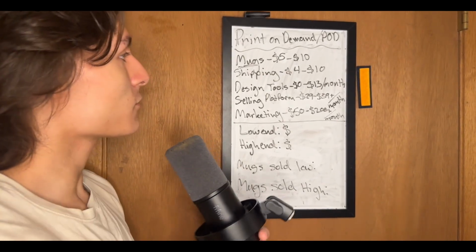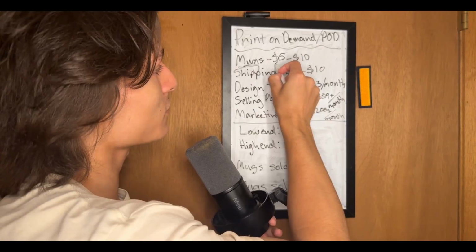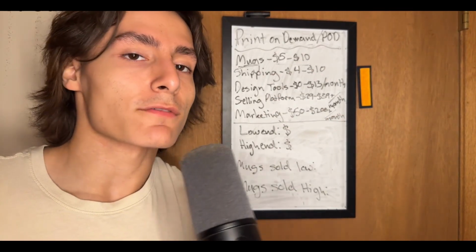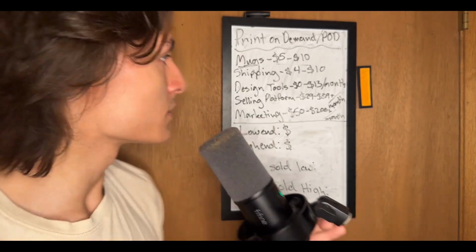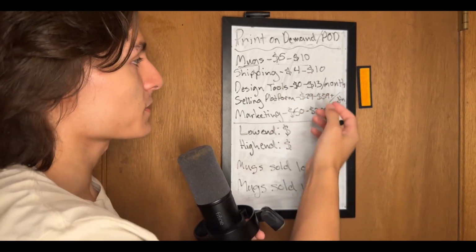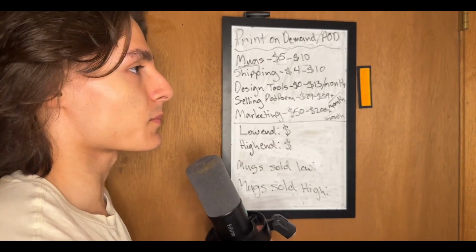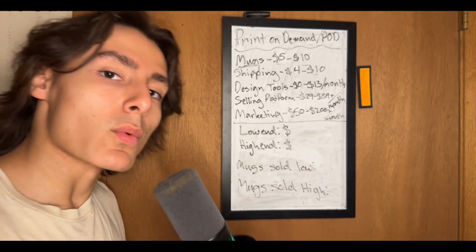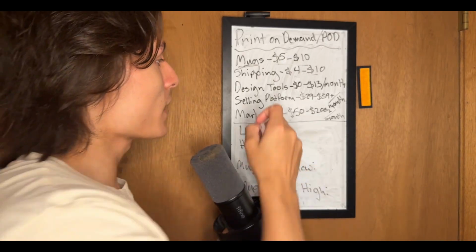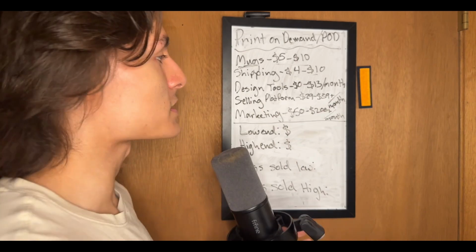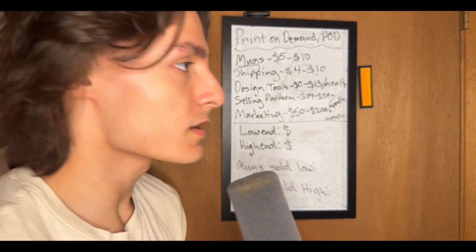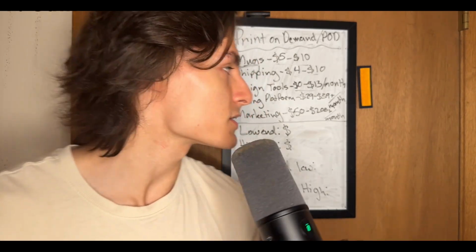So first off, we have mugs, which cost, a basic mug costs anywhere between like $5 and $10. You can find some for more, some for less, but that's the range that we're going to go for. Shipping, to ship the item out to the person, usually costs around $4 to $10, also depending on where you're buying the item from. And then you have design tools. So for example, like Canva, you have anywhere from free to $13 monthly. For this example, we're using Canva, and I believe it is $13 a month.